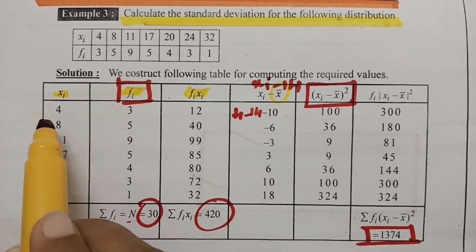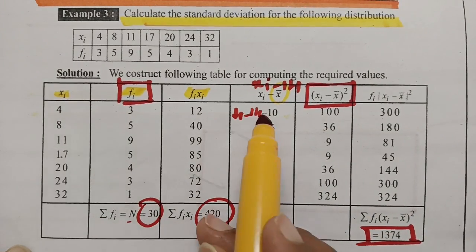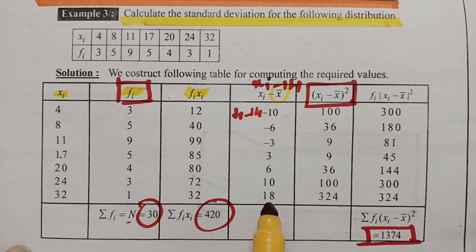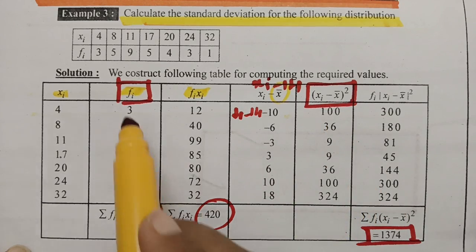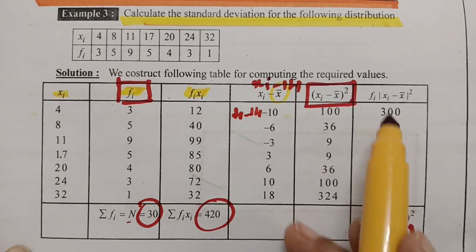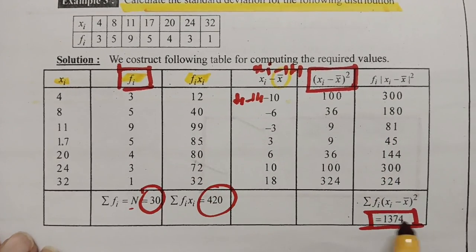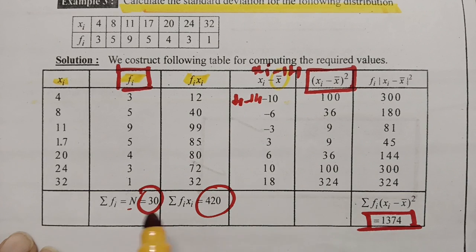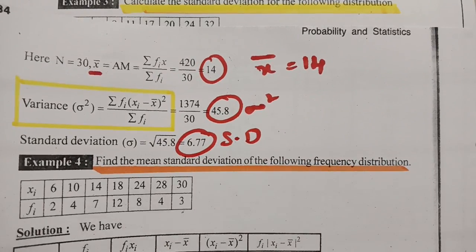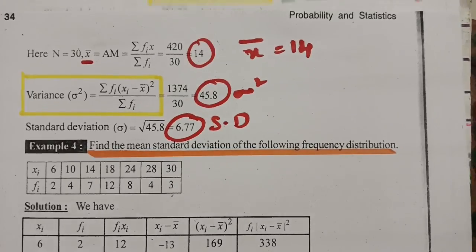Now we have to subtract from x, that is x minus 14. We fill this column, make the squares, and multiply these two. After addition, 1374 divided by 30 will be the variance value, and if you take the positive square root of the variance, we'll get the standard deviation. So these are the values. This is a very clear-cut solution for this.